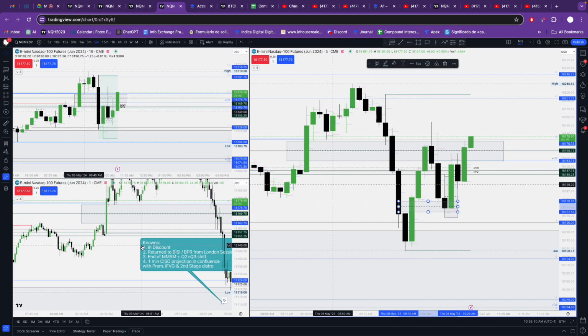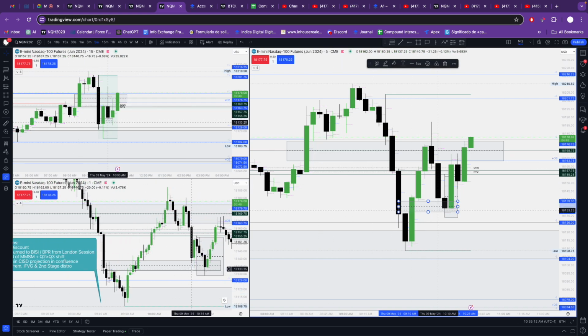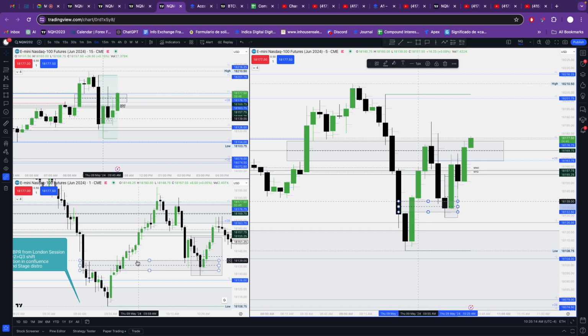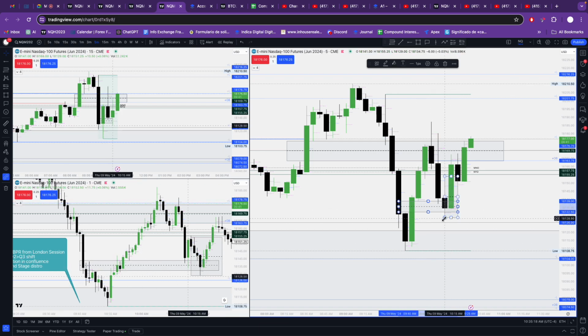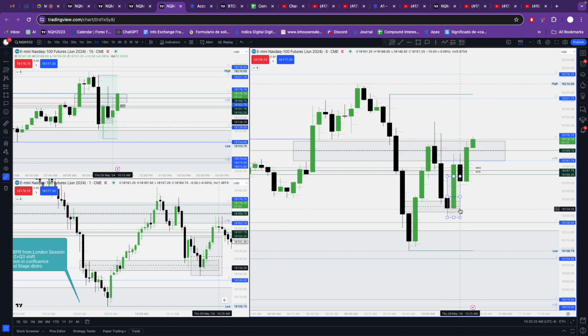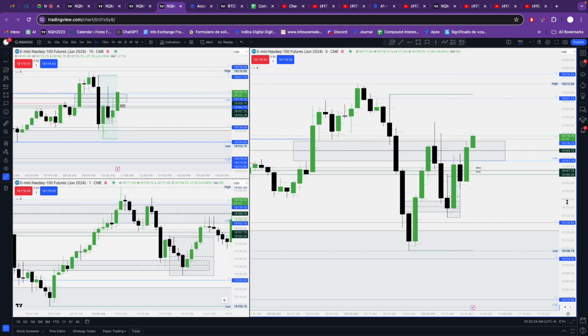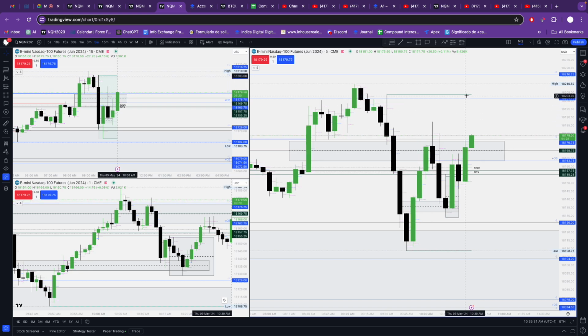Yeah, the exit on the short position was like right here, at the high of this fair value gap. Yeah, I think it wants to call for these highs here and then maybe for these highs here. And then we can always do this on the five.